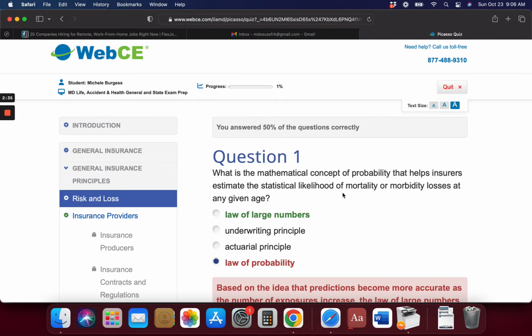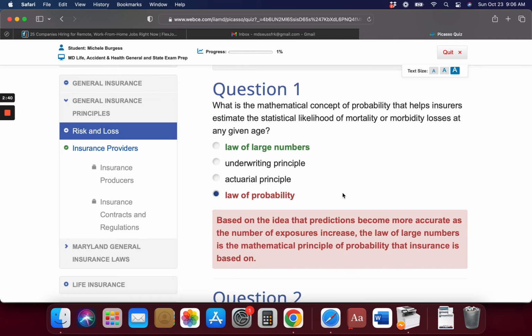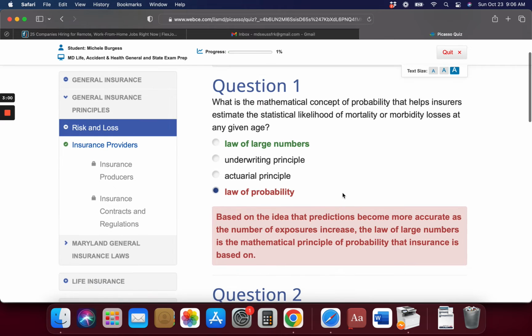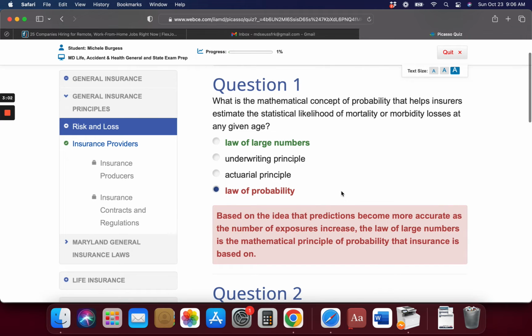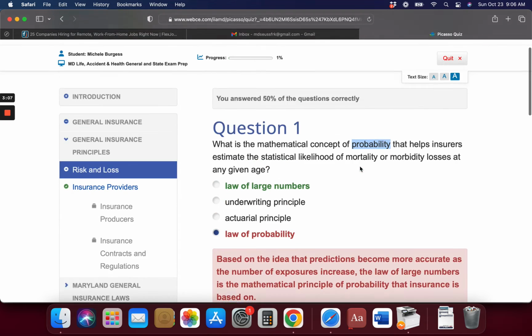All right, let's see how we did here. Probably failed. Okay, 50%. So, as usual, I'm not the best at taking tests. All right, what is the mathematical concept of probability? The law of large numbers. I don't remember hearing that, but the law of large numbers is the mathematical principle of probability that insurance is based on. So I picked it because it said probability, so don't go by that, obviously.